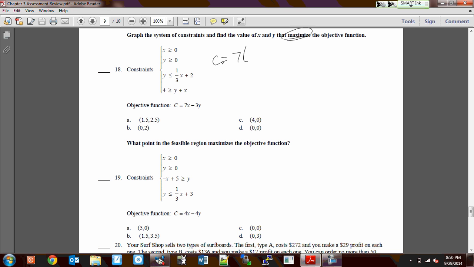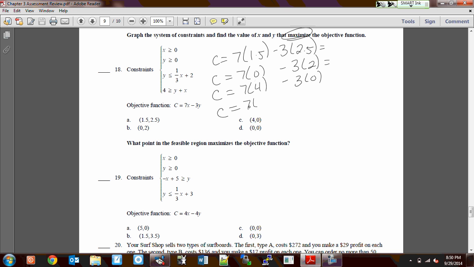C equals 7 times 1.5 minus 3 times 2.5, and that's going to equal a number. C equals 7 times 0 minus 3 times 2. And C is going to equal 7 times 4 minus 3 times 0. And then C equals 7 times 0 minus 3 times 0. That one's easy. That one's nothing. This one here, that cancels out. 7 times 4 is 28. This one cancels out. -6.